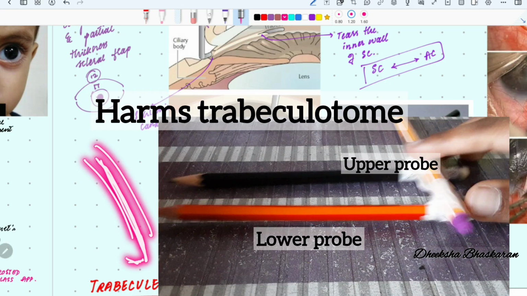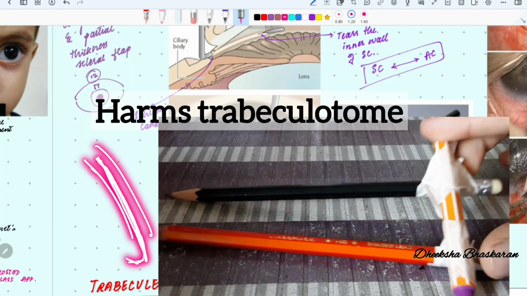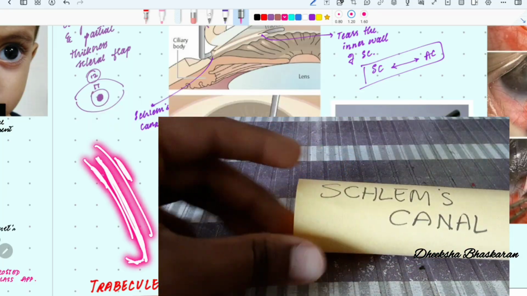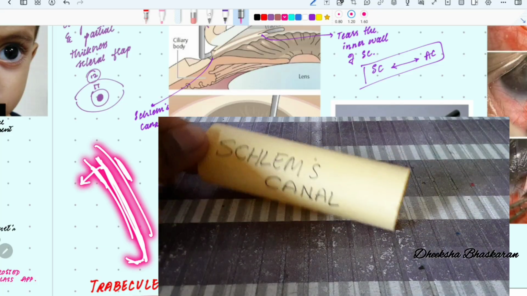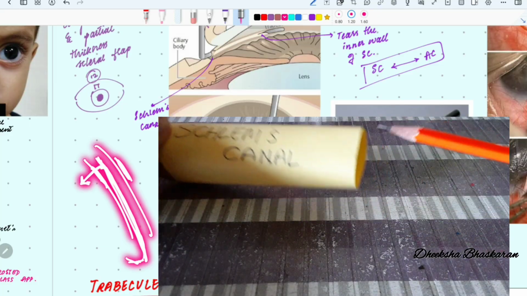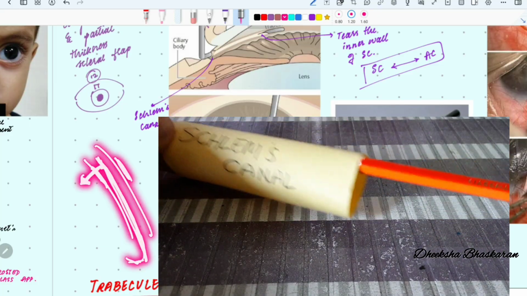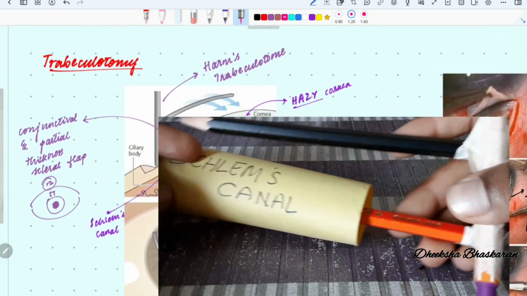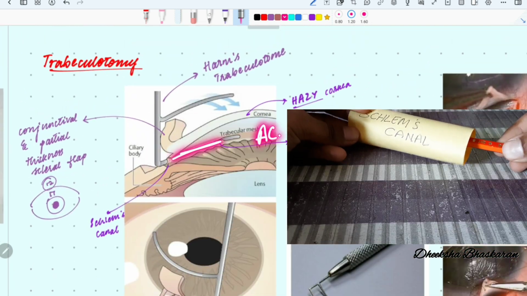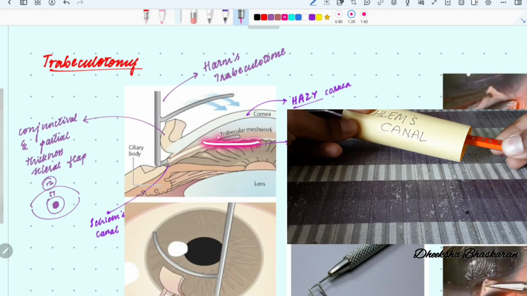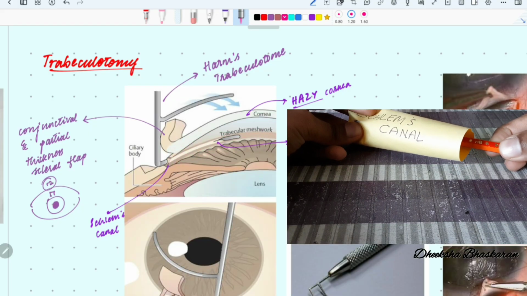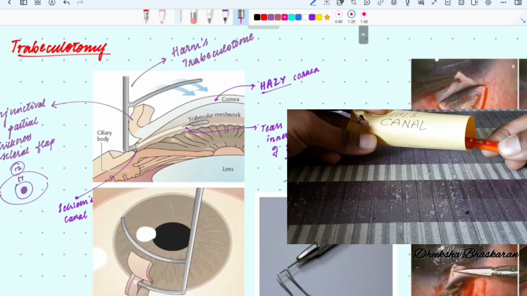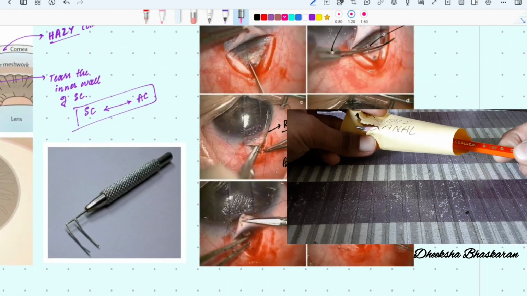The lower part is inserted through Schlemm's canal. This is the inner lining of Schlemm's canal, this is the outer lining, and then you rotate this such that the inner lining of Schlemm's canal is ruptured. So it tears the inner lining. This exposes the anterior chamber directly to Schlemm's canal, so the aqueous can drain into Schlemm's canal. So this is trabeculotomy. Schlemm's canal is cut, that is trabeculotomy.